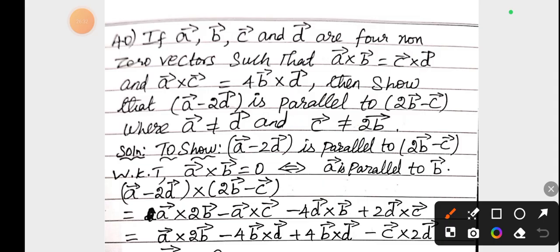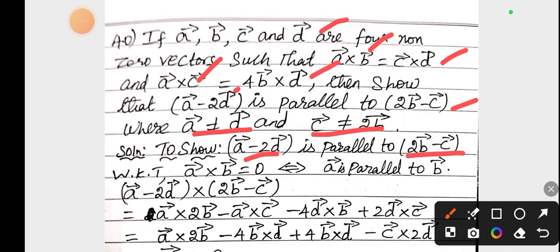So if vectors A, B, C and D are four non-zero vectors such that A cross B equals C cross D and A cross C equals 4 B cross D, show that vector A minus 2D is parallel to 2B minus C, where A and D are not equal and C and 2B are not equal. We have to show A minus 2D is parallel to 2B minus C.